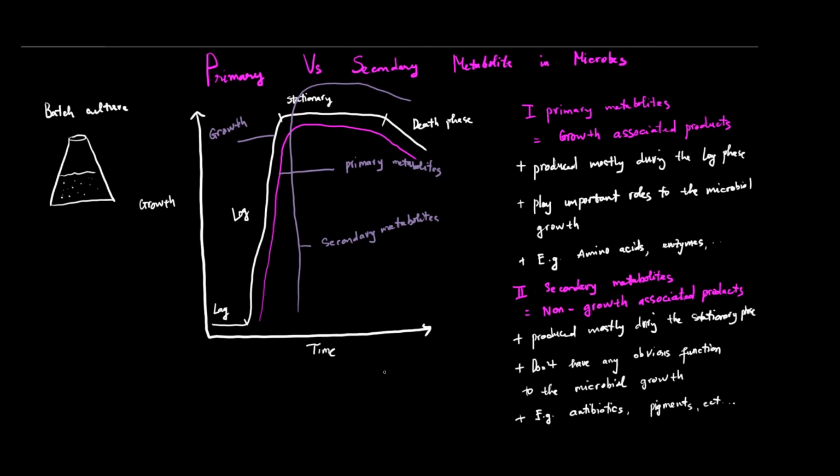One more thing that you should know is that sometimes a compound in one microorganism is categorized as a primary metabolite, but it is a secondary metabolite in other microorganisms, based on the different functions of that particular compound or metabolite to the microbial growth.